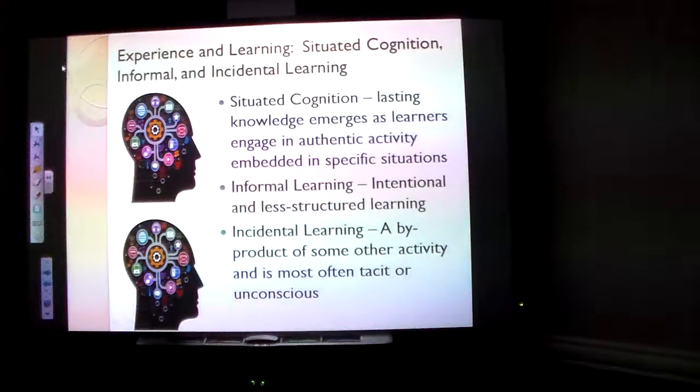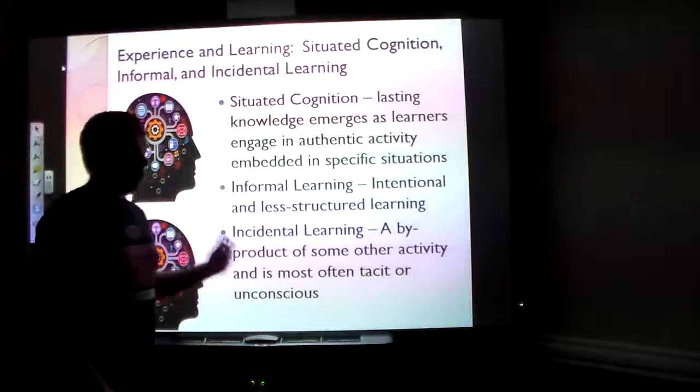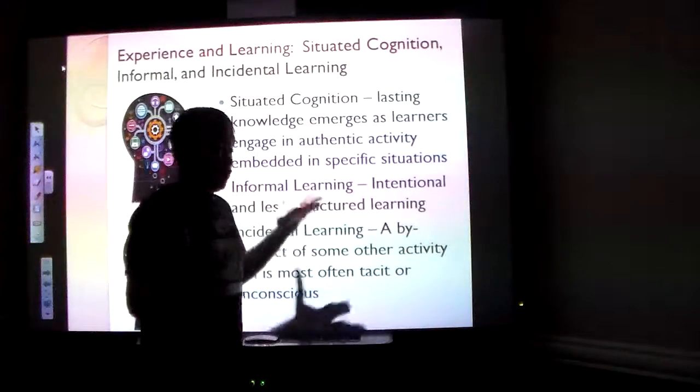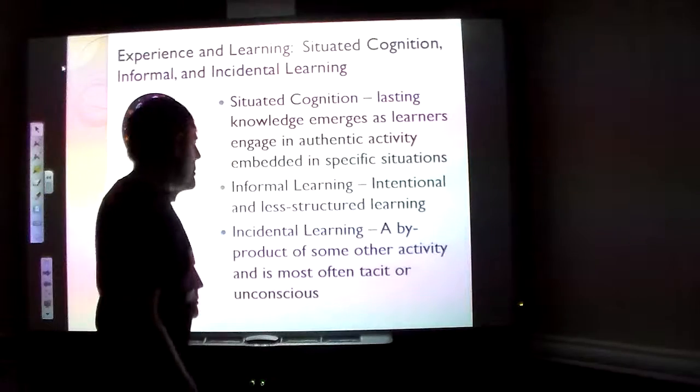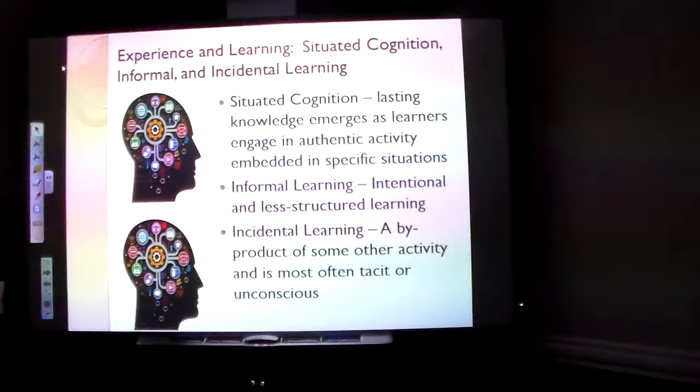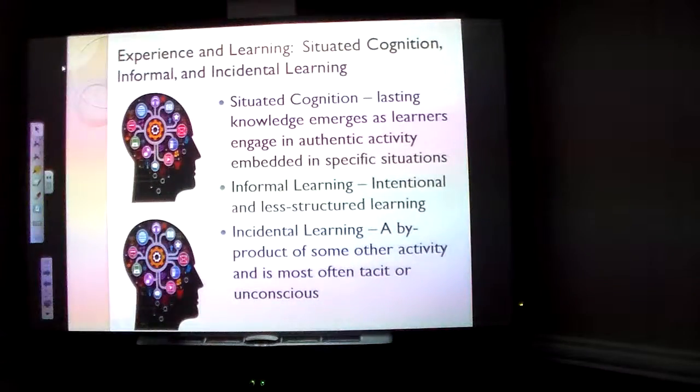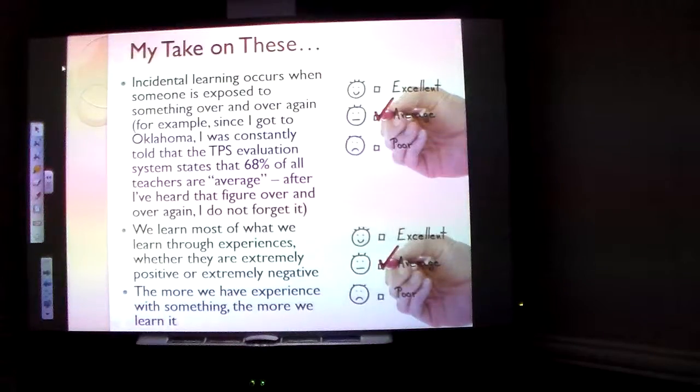Informal learning isn't structured, but it's intentional. It's something that you pick up just by doing or by experiencing. And incidental learning can happen. You learn something about science when you're learning about English. You're reading a famous piece of literature and it has a fact on science. So that's incidental learning. You learn something related to the subject you weren't trying to do, and it might be unconscious learning as well. So incidental learning happens when somebody was exposed to something over and over again.